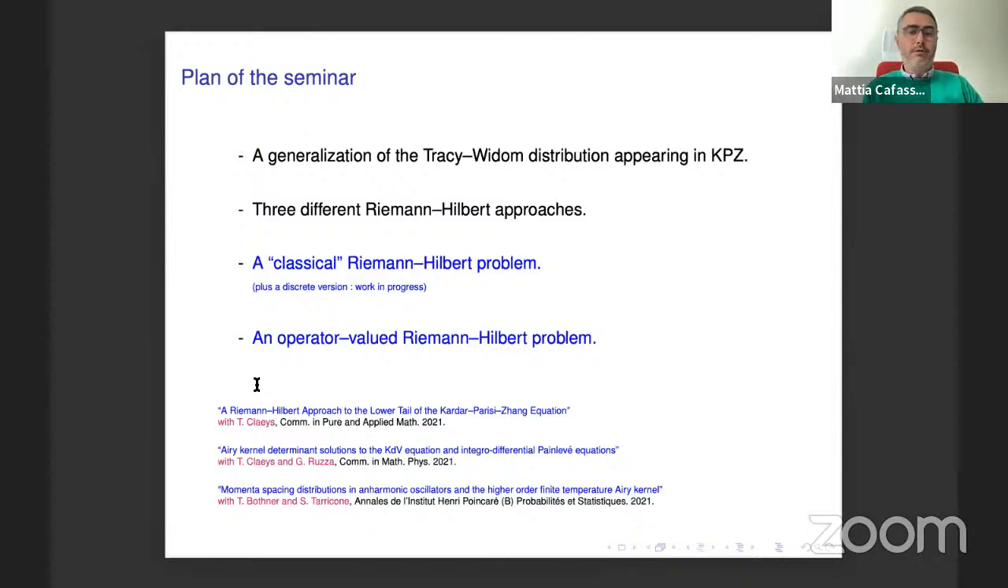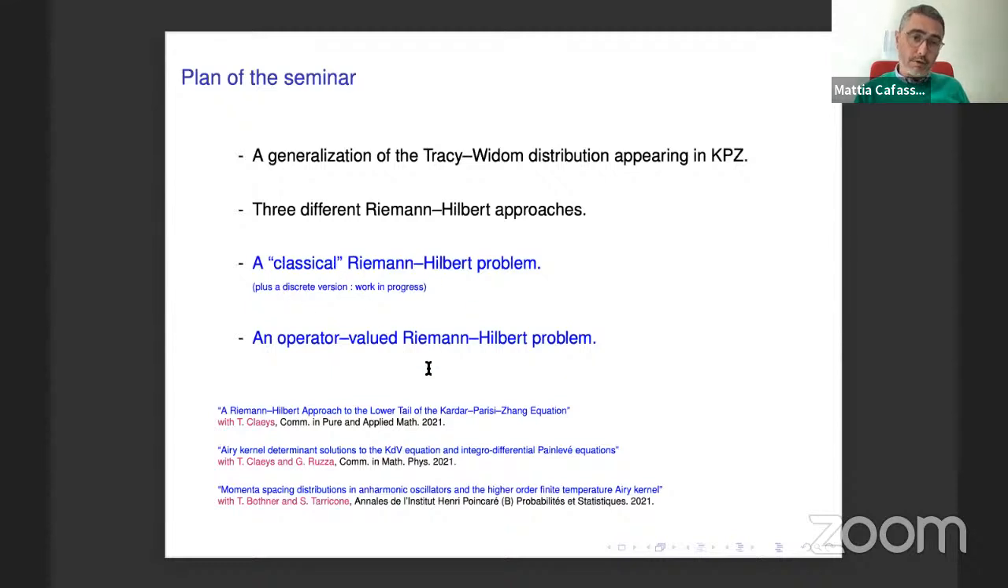And then I will describe that there are sort of three different Riemann-Hilbert approaches to the study of this type of distribution function. One is due to Thomas Bothner, and I will not speak about that. And then there is a classical Riemann-Hilbert problem that you can study, which is something that I studied with Tom Claeys and Giulio Ruzza. And this will be the first part of the talk.